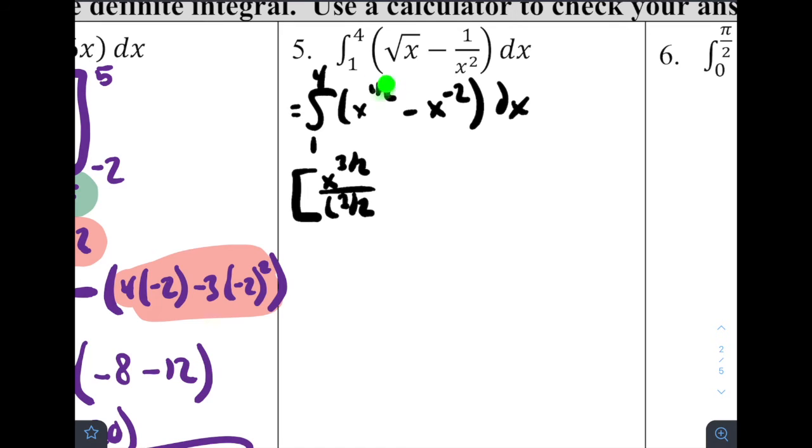So we added 1 to our exponent. That gave us 3 over 2. And then we divided by that new exponent. And then that's minus x to the negative 2 plus 1, which is negative 1, divided by that new exponent of negative 1. And then our limits of integration are 4 and 1.